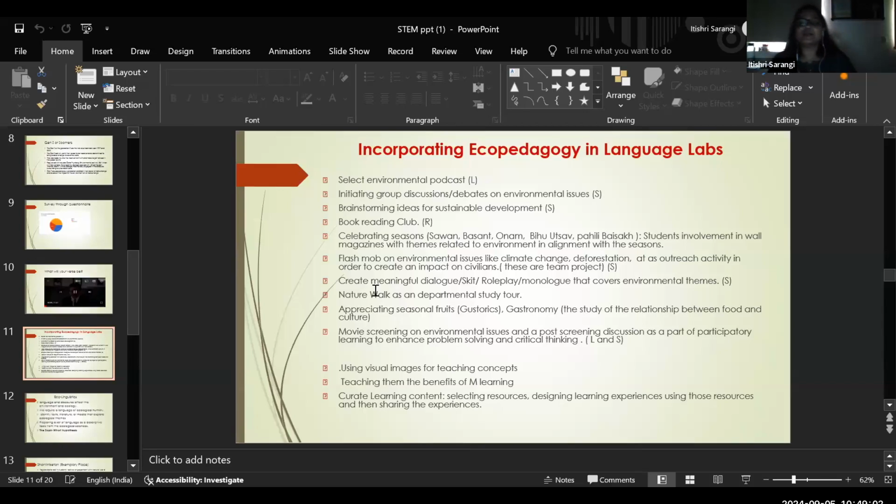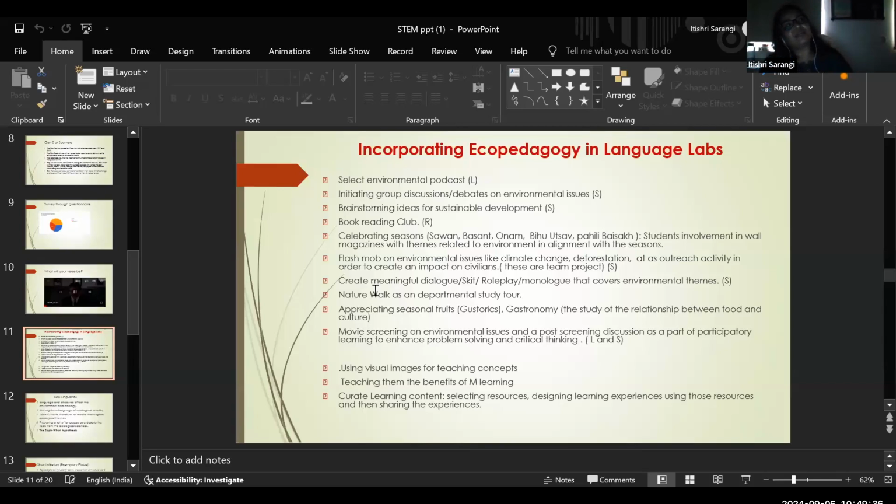As I have mentioned, these are team projects. Students can also create meaningful dialogues, skits, role plays, and monologues that cover environmental themes. It is the role of teachers to assign them activities that are in some way related to nature, like a nature tour as a departmental study tour, or a nature walk.